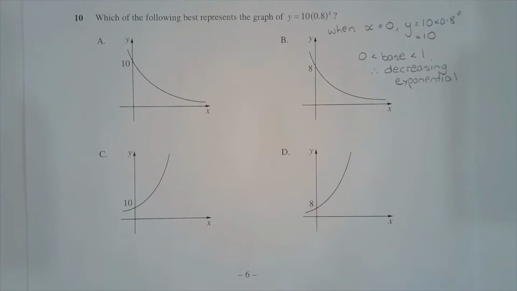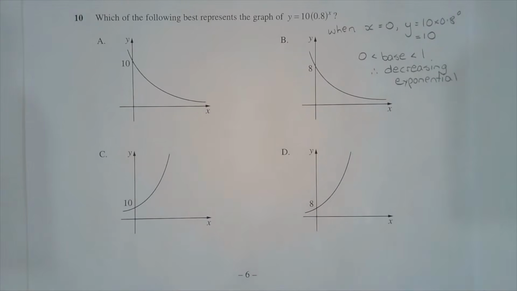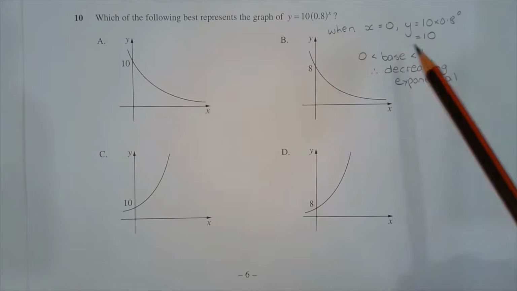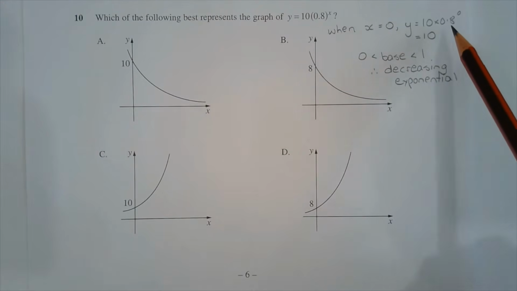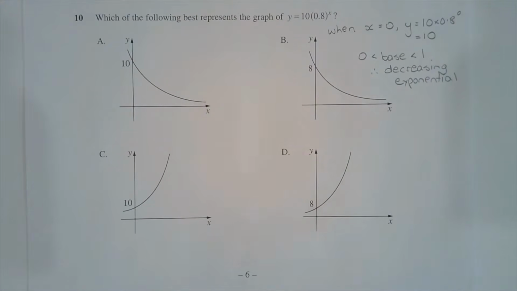Two things to consider. Firstly, the y-intercept. We have a choice of 10 or 8. So to find the y-intercept, let x equal 0. So when x equals 0, y equals 10 multiplied by 0.8 to the power of 0, and 0.8 to the power of 0 is equal to 1, and that equals 10. So the two options at the moment are either A or C. So B and D are out.